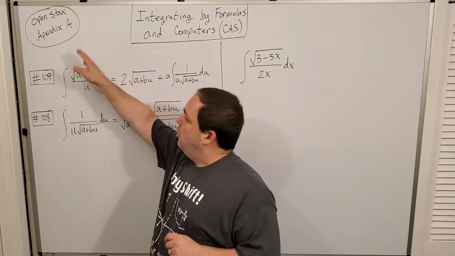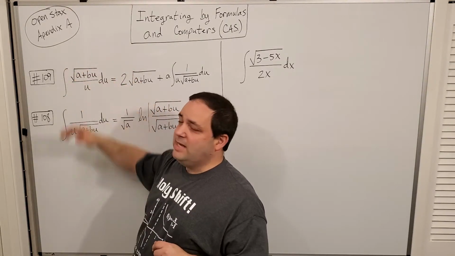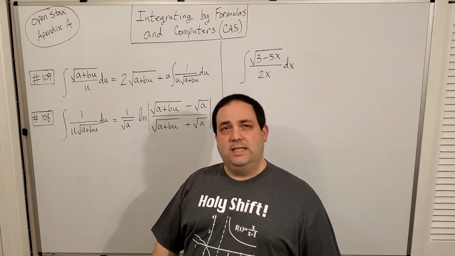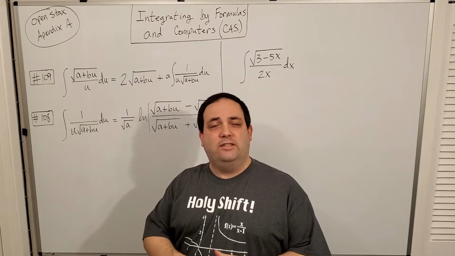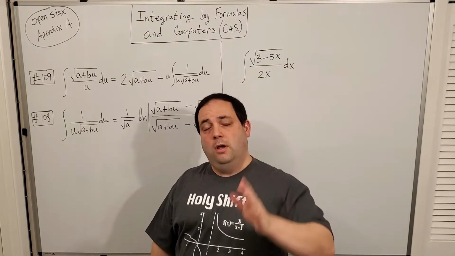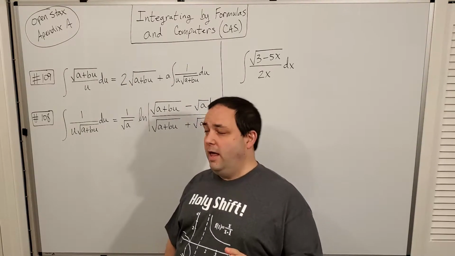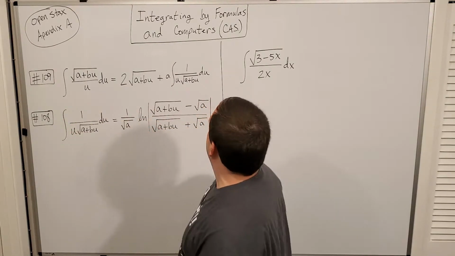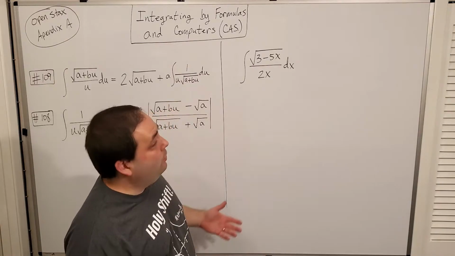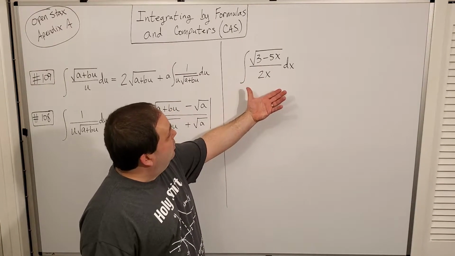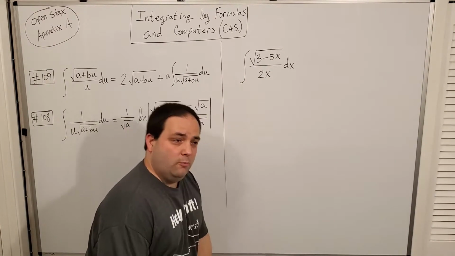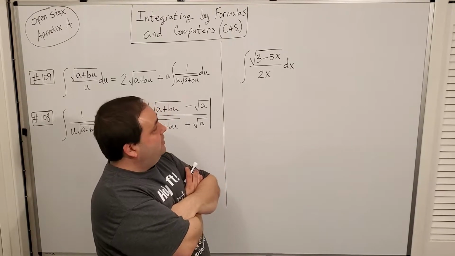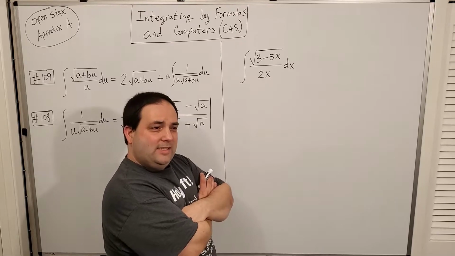Okay. In your OpenStax textbook, Appendix A lists an entire table of at least 110 different integral formulas. It may even be more. It's over 100, I know that. Okay, and here's an example integral. It looks pretty straightforward. It's just a square root and a little bit of an x in the denominator, but it actually is a lot more complicated than it seems.